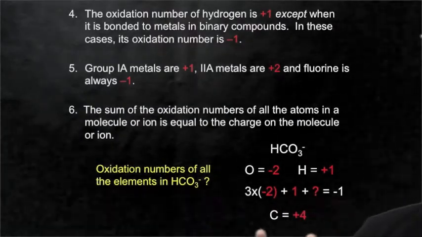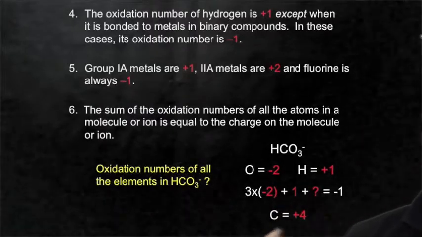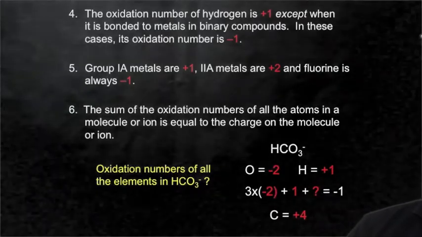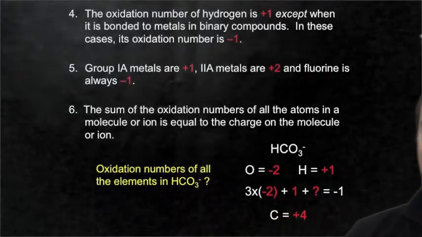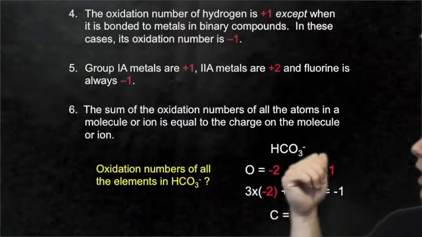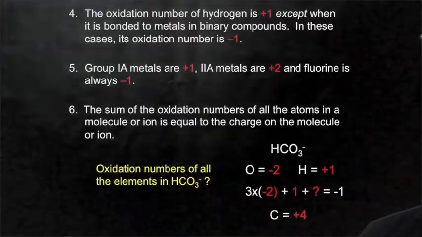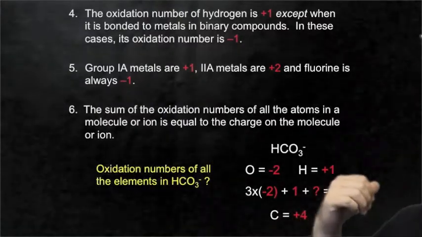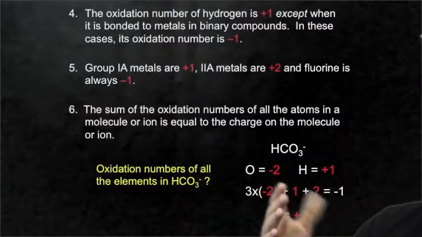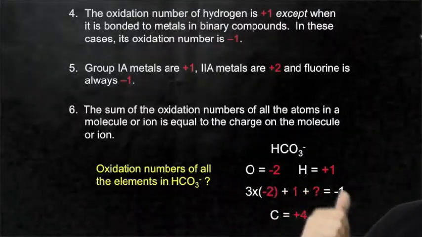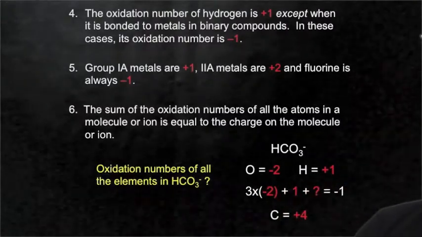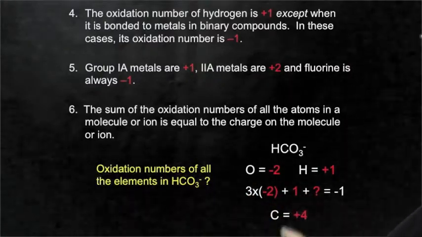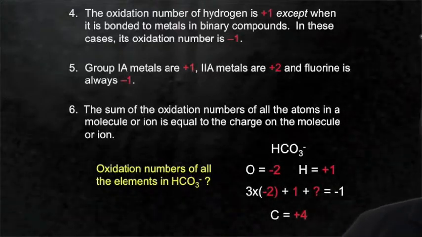Because of the rules, oxygen has an oxidation number. It's not a peroxide, so it's -2. Hydrogen, again, is in a binary compound, so it is +1. So now we have the oxygen and hydrogen oxidation numbers, and we can figure out the carbon from that. The whole thing has to equal -1. So we have 3 times the -2 for oxygen, which is -6, plus the 1 for hydrogen, plus some other number has to equal -1. Doing that math, we see in this compound the oxidation number for carbon is +4.